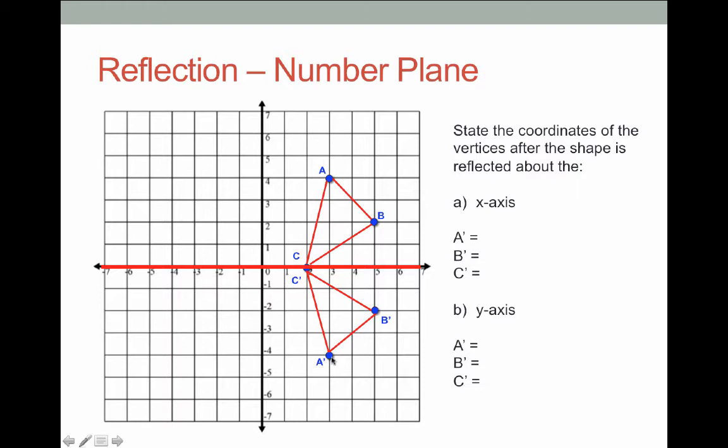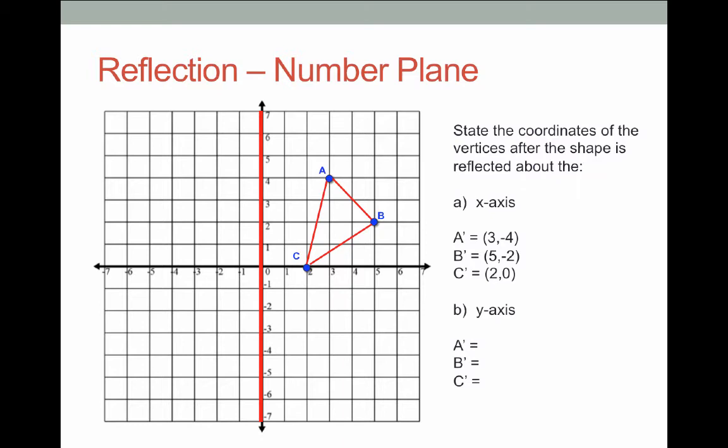So now what we do is we notice the points and we write down the coordinates. The point A dash is the point 3, negative 4. The point B dash is 5, negative 2. And the point C dash is 2, 0, which is the same as C. Now what we're going to do is we're going to reflect about the y-axis. I'd like you to have a look at my picture on the screen and try and work out where A dash, B dash, and C dash will be if we reflect it about the y-axis. Pause the video and give it a go.